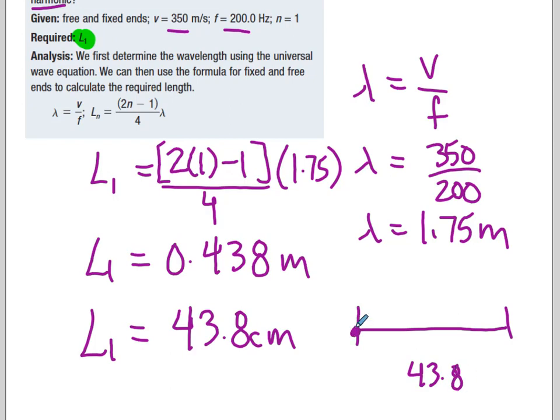It's a fixed free, so it looks something like that. It's 1/4 of a wavelength, and that's what we're doing.